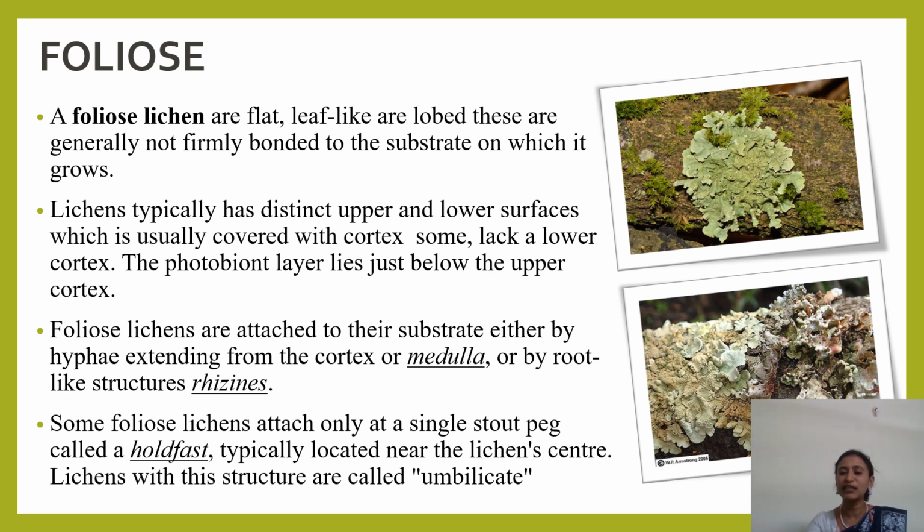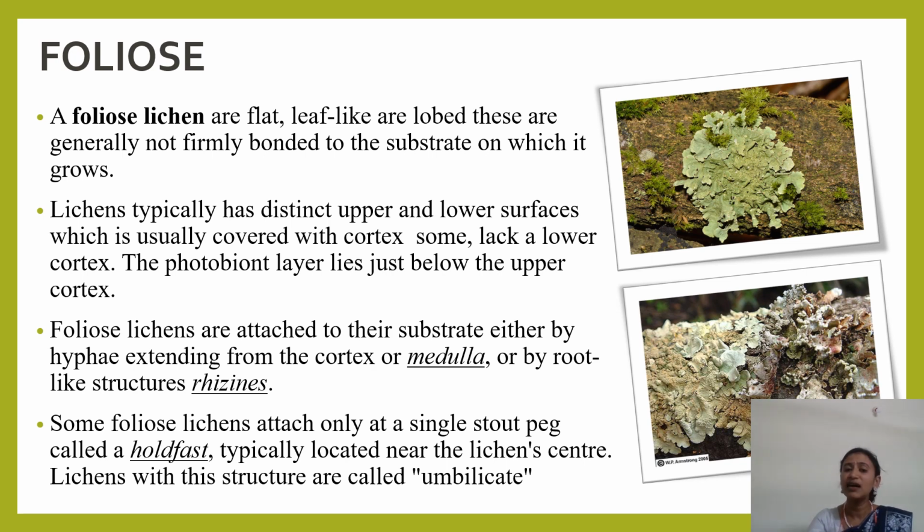Why does the photobiont layer have to lie just below the upper cortex? Because when light is sensed, what has to happen? The production of food takes place, where the photobiont layer produces carbohydrate for further survival.